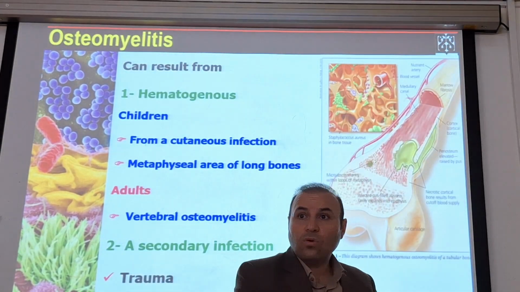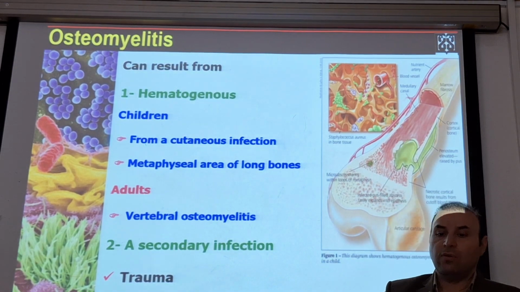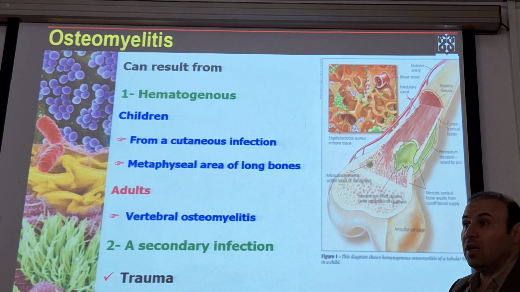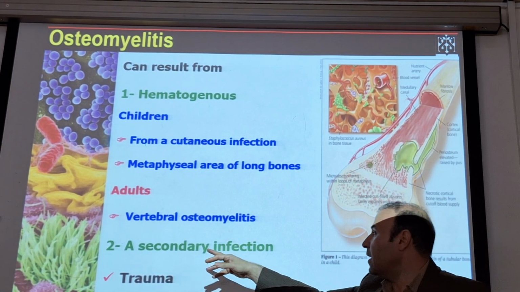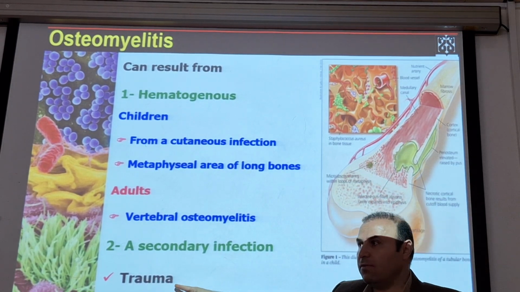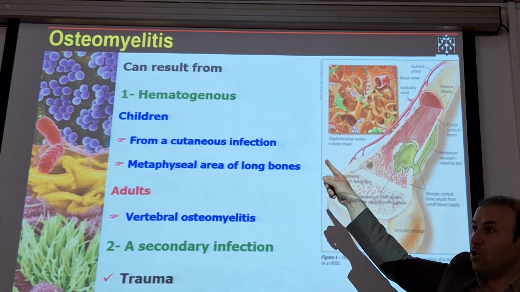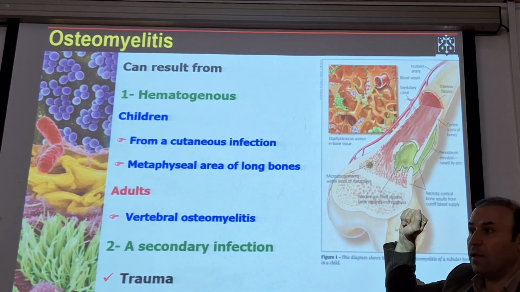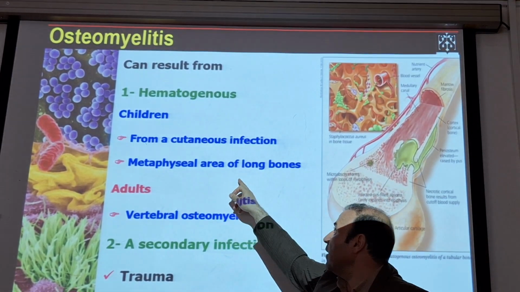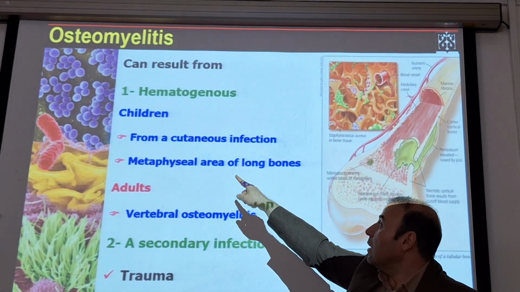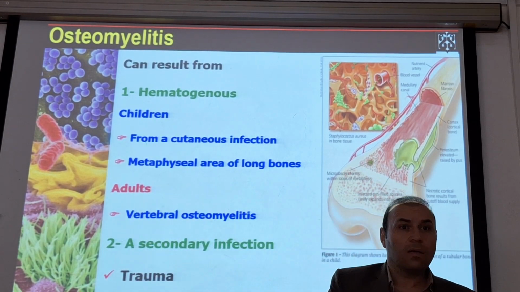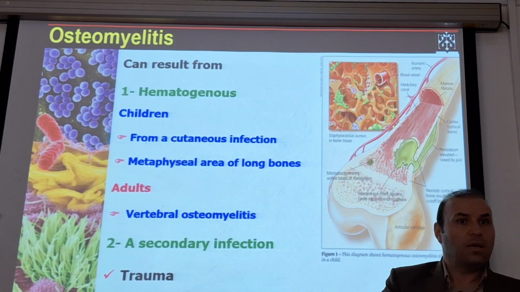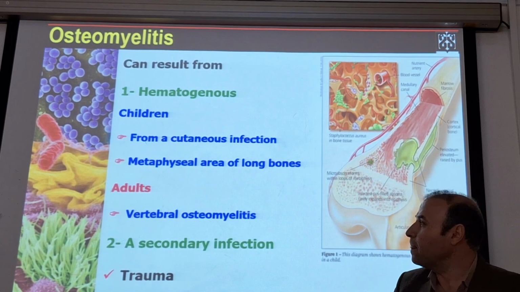S. aureus also can produce osteomyelitis. Osteomyelitis can result from hematogenous dissemination, or it can be a secondary infection resulting from trauma. Hematogenous dissemination in children results from a cutaneous infection and involves the metaphyseal area of long bone. Cutaneous infection is like skin infection. Yes, skin infection. Cutaneous infection means different kinds of skin infection.